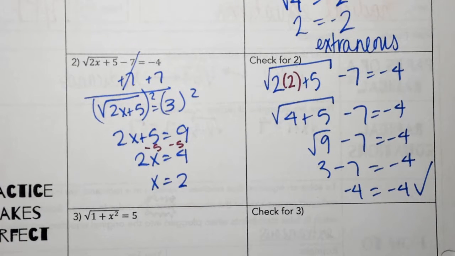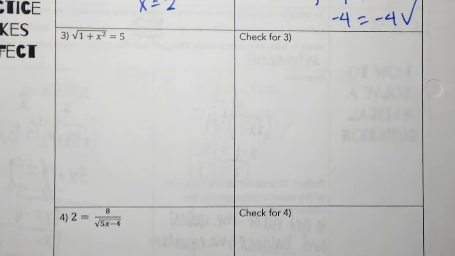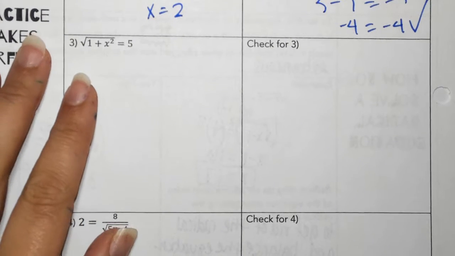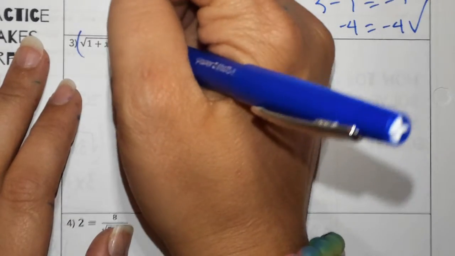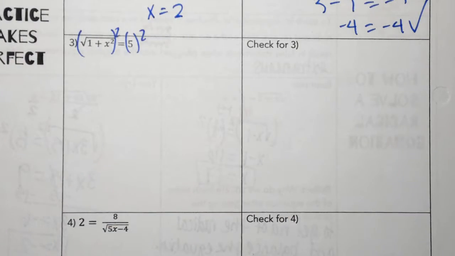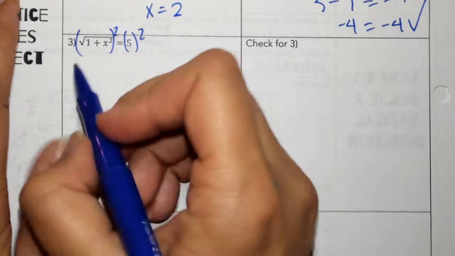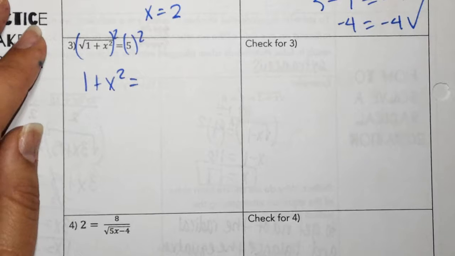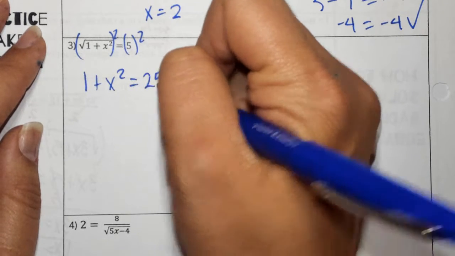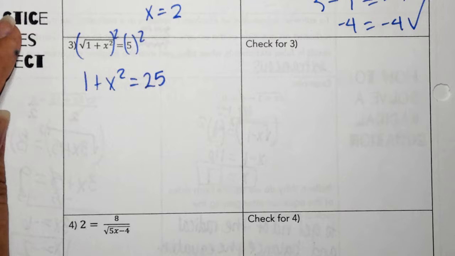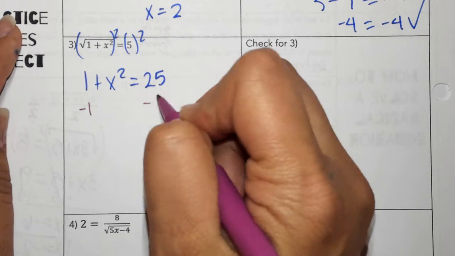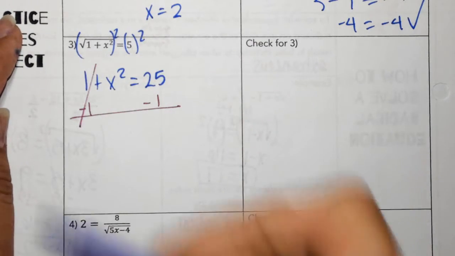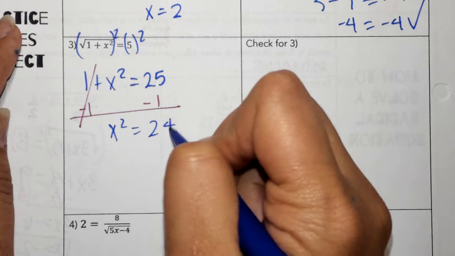Alright, so before we leave each other, I want you to please look at number 3. The first thing you would do is square both sides. This is not pack up time. This is pay attention to the board time. Square both sides, and you get 1 plus x squared equals what? 25. Yep. Now what would we do from here? We would get x squared equal to 24.